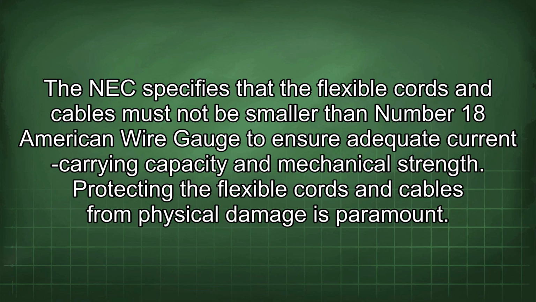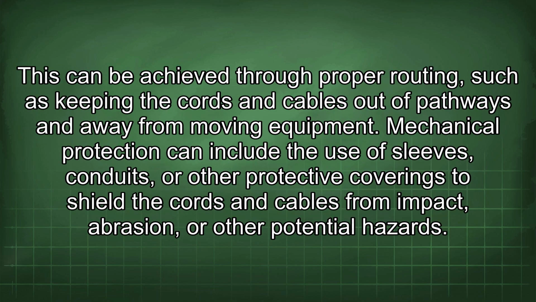Protecting the flexible cords and cables from physical damage is paramount. This can be achieved through proper routing, such as keeping the cords and cables out of pathways and away from moving equipment. Mechanical protection can include the use of sleeves, conduits, or other protective coverings to shield the cords and cables from impact, abrasion, or other potential hazards.